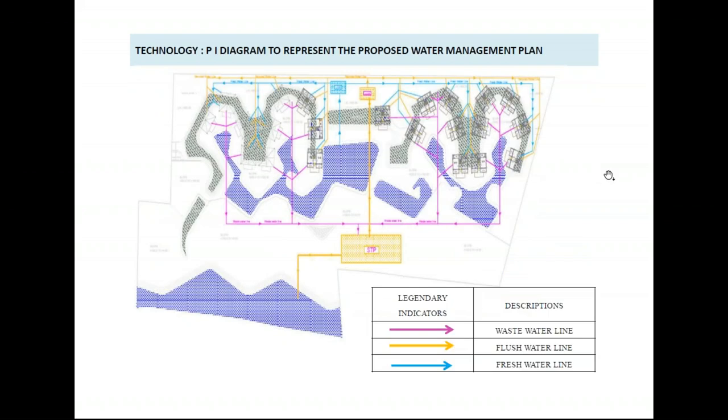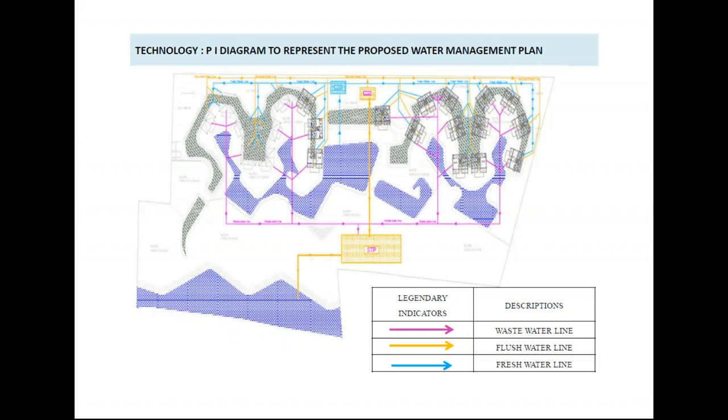Now, this is a network diagram, a PI diagram, to represent how we have planned the water management system in our project. We have the wastewater line, the flush water line, and fresh water line. We have different water bodies as shown in the diagram in blue. In those water bodies, we collect the rainwater, the monsoonal rainfall, and that rainfall is stored within these water bodies in different sections. And we tap that water and pump it to our treatment plant, as shown on the back side of the land area.